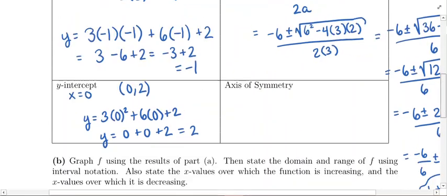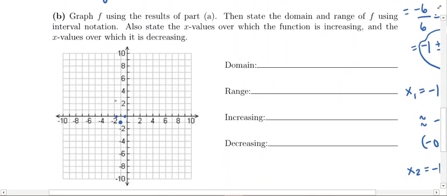If we take a look at the graph, here is the y-intercept at (0, 2). If we draw in the axis of symmetry, remember it is a vertical line through the vertex. The vertex is at (-1, -1). So here's your axis of symmetry. Remember, the parabola has to be symmetric about the axis of symmetry. It's kind of good news and kind of bad news. We didn't actually need the x-intercepts to graph this thing.